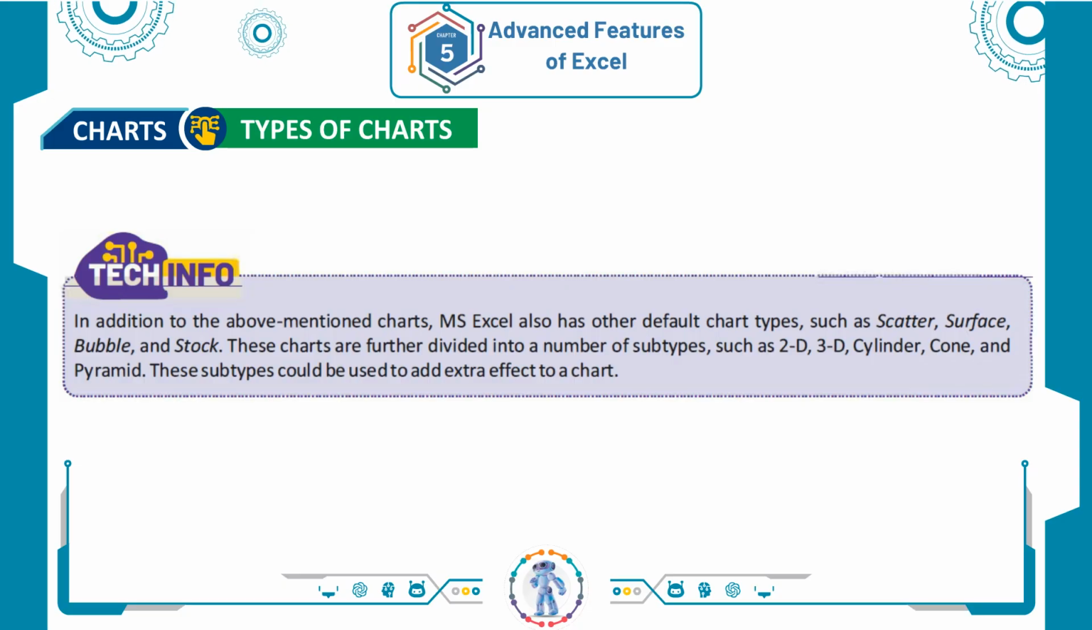Tech info. In addition to the above-mentioned charts, Microsoft Excel also has other default chart types, such as scatter, surface, bubble, and stock. These charts are further divided into a number of subtypes, such as 2D, 3D, cylinder, cone, and pyramid. These subtypes could be used to add extra effect to a chart.